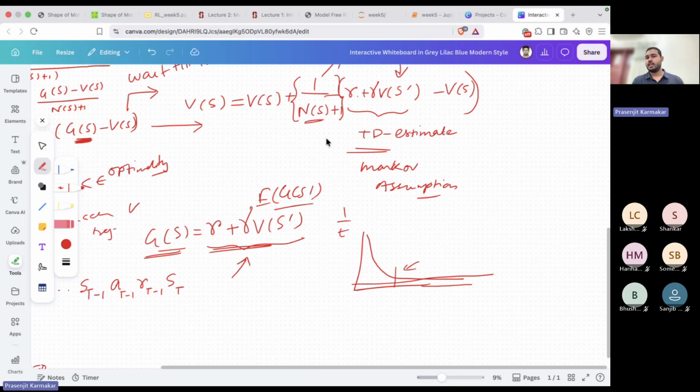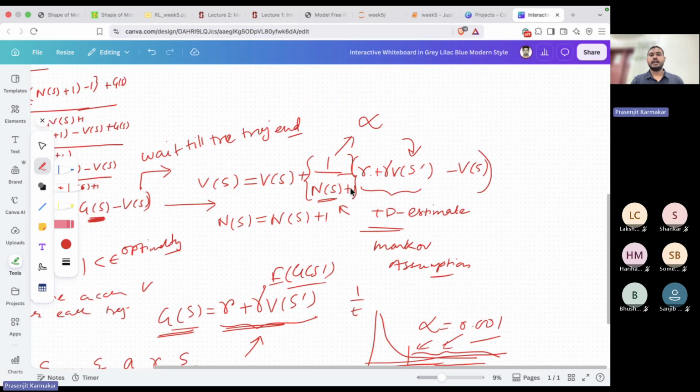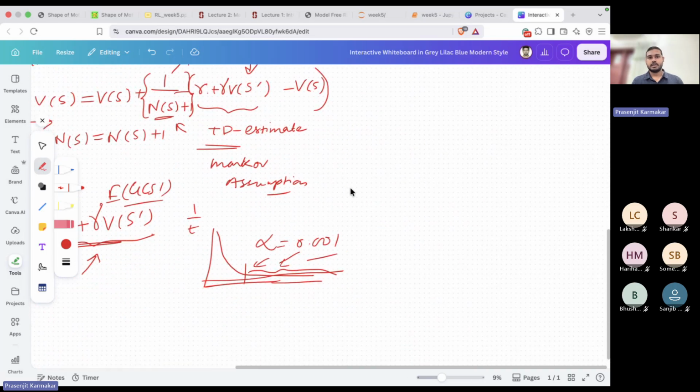So rather than computing it and updating N of S for the next time, you just replace this entire logic with a learning rate alpha. Alpha can be an exponentially decaying thing, or it can be a constant, anything. Mostly it's a constant, let's say 0.001, which is approximately true for this entire half, where this 1 over T computation is converging, right?